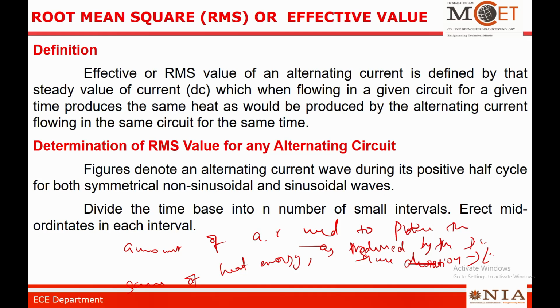The above definition also says the same explanation mentioned here. They have mentioned that the RMS value of the AC is explained by the steady value of a DC current. So this is the simplest and most meaningful way to state it: the amount of AC needed to produce the same amount of heat energy as produced by the direct current with the same duration of time. Now we are going to determine this RMS value for any alternating current.